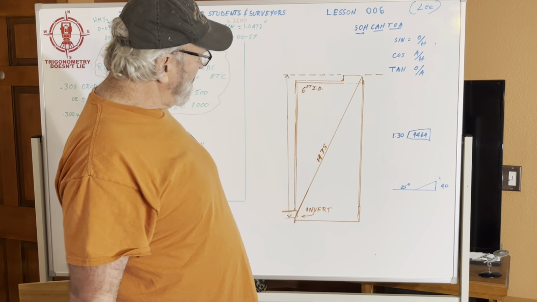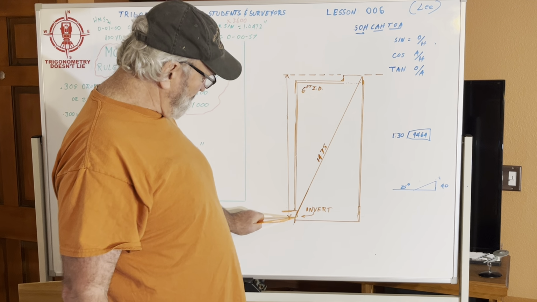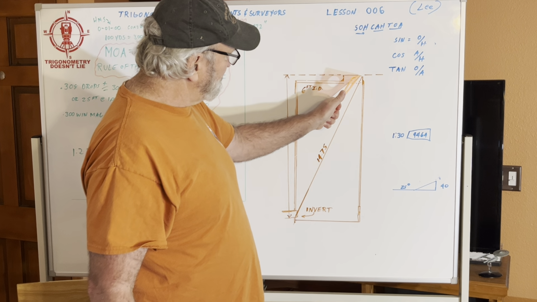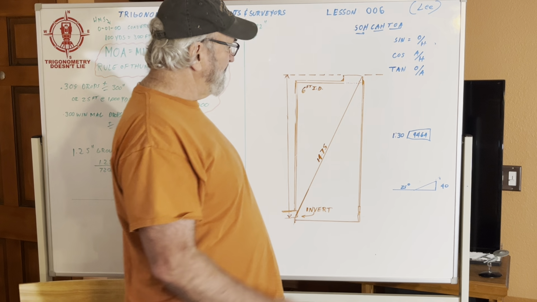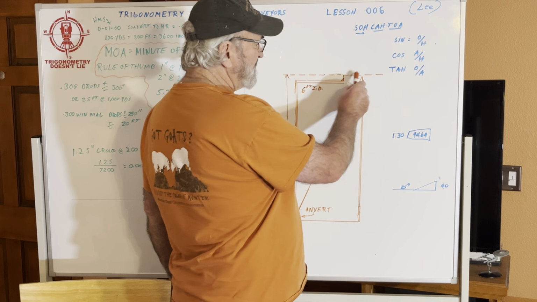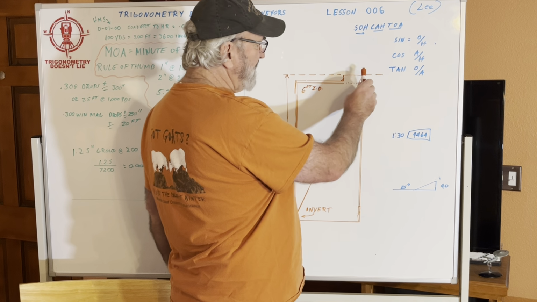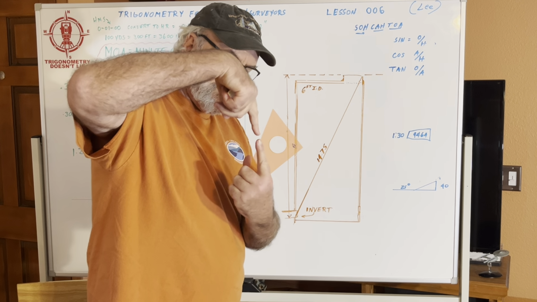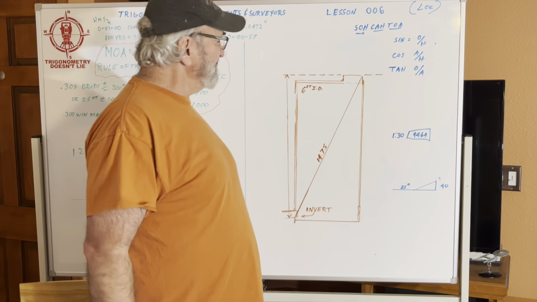So you get your rod in there, and you put the bottom of the rod in the invert, and you angle it up till it hits the top of the rim, because that's where it's going to be shot eventually. Somewhere here it's going to have that elevation, so those two elevations are going to have to match.